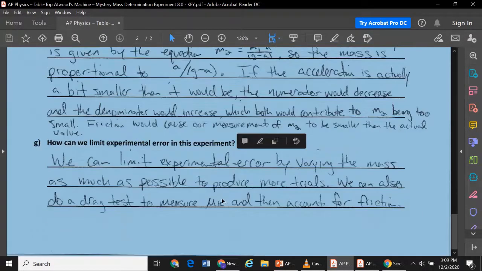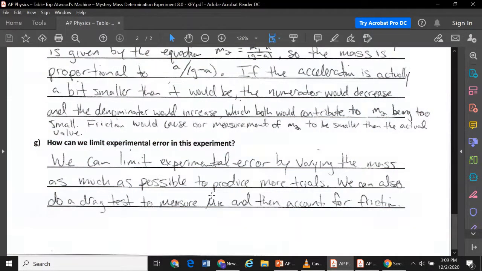It's an easy point. And so I wrote here, we can limit experimental error by varying the mass as much as possible to produce more trials. It's also important to realize if you wanted to be really nuts about it, not only could you use like 10 different masses for M1, you could also, for each individual mass, do multiple trials there and average them together.